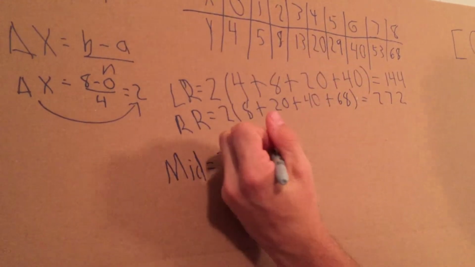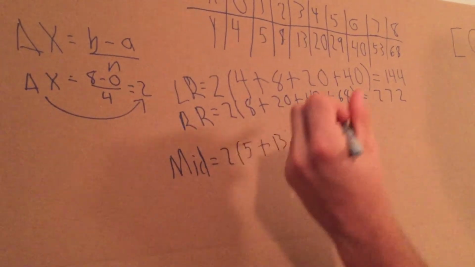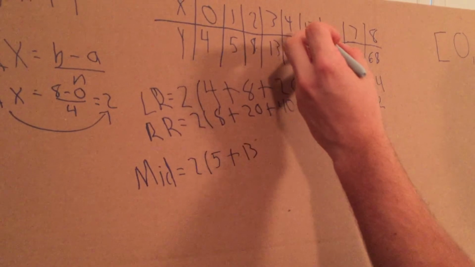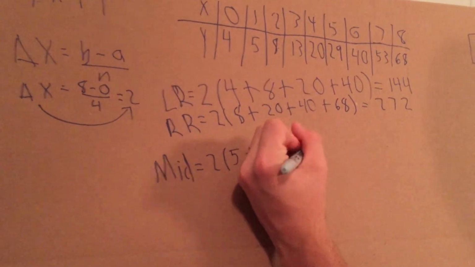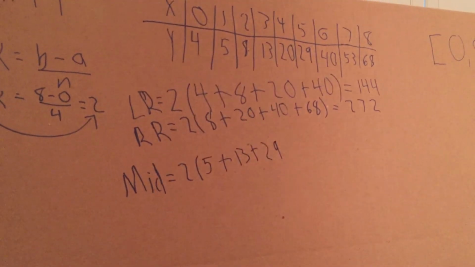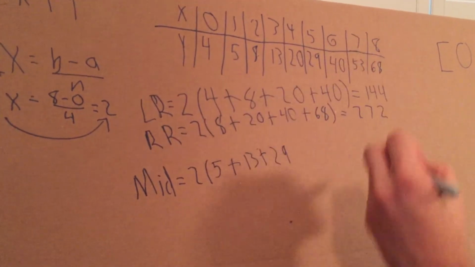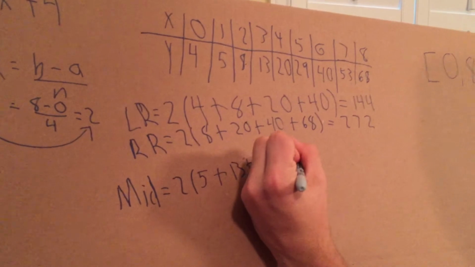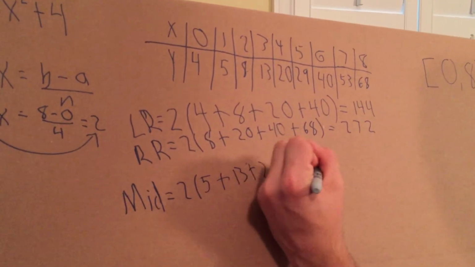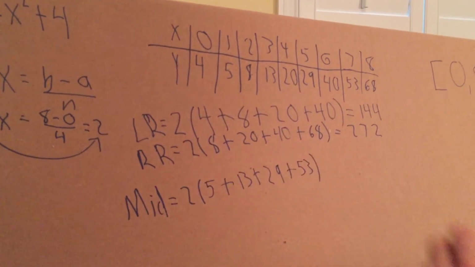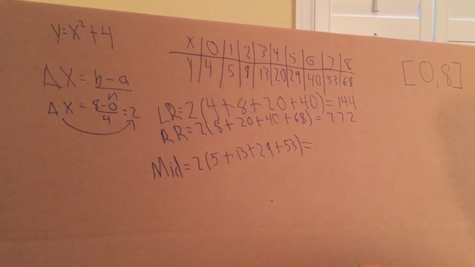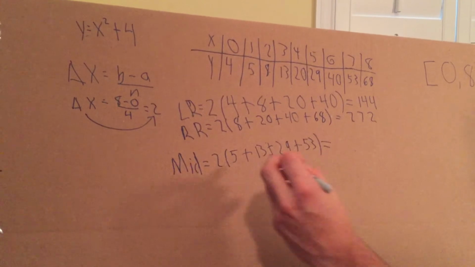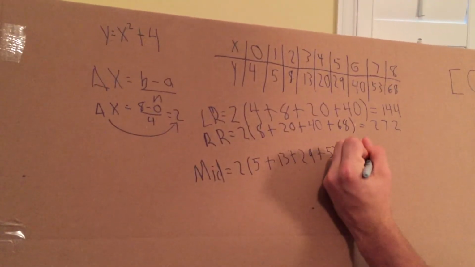plus 13 is on the interval 2 to 4. From 4 to 6 will be 29. And then our last point will be 53. And then that is that. Add these up, it comes out to 100, I believe, and then you multiply by 2, so you have 200.